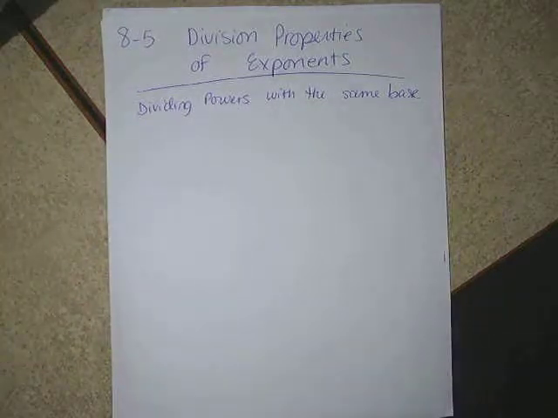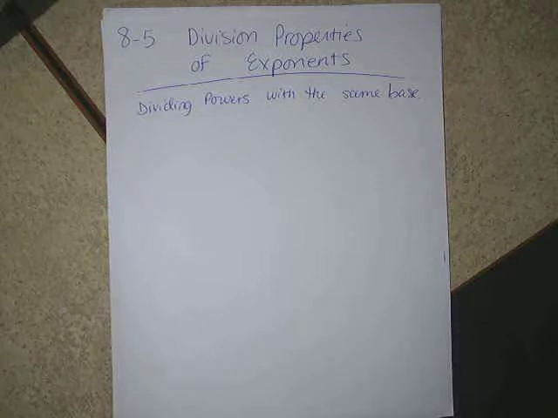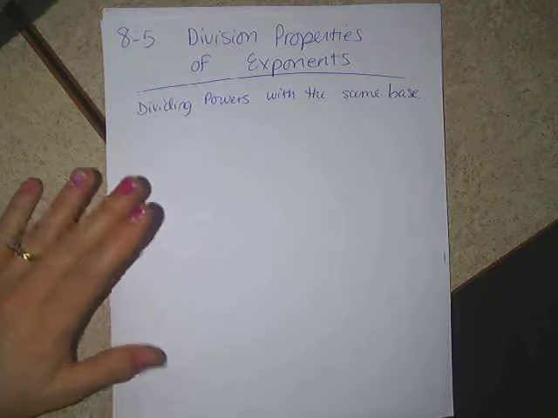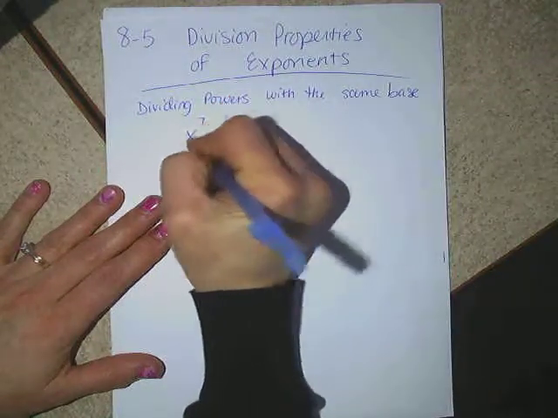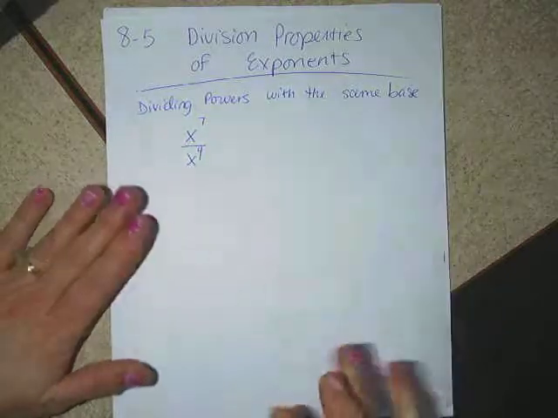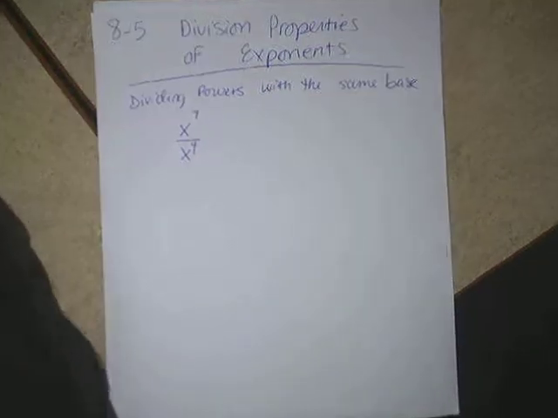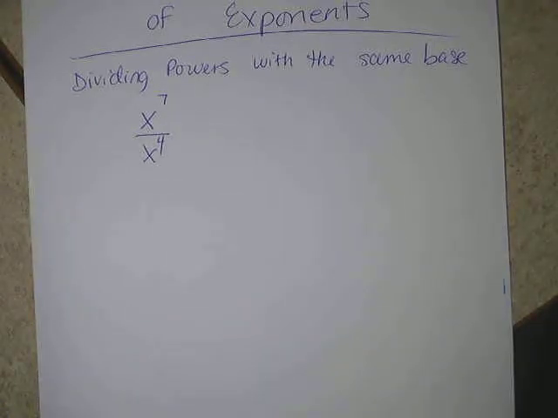Okay, just like we had a rule for multiplying powers with the same base, that was the add the exponents rule, we've also got a rule for dividing powers with the same base. So what they're talking about is if you have x to the 7th over x to the 4th, how do we handle that since they're not on the same level?